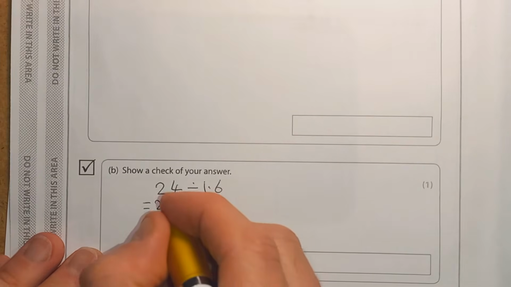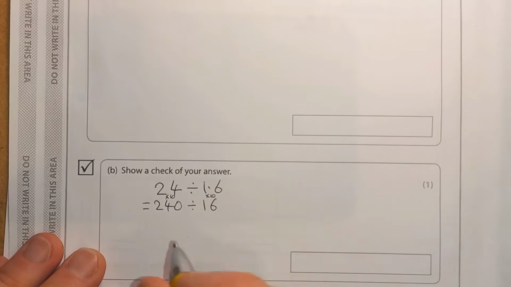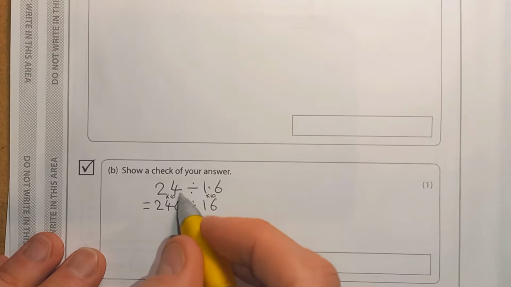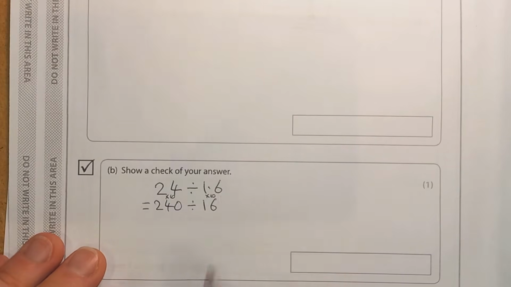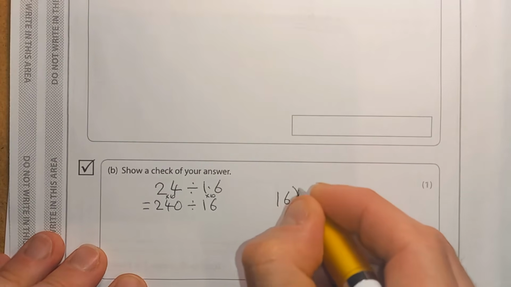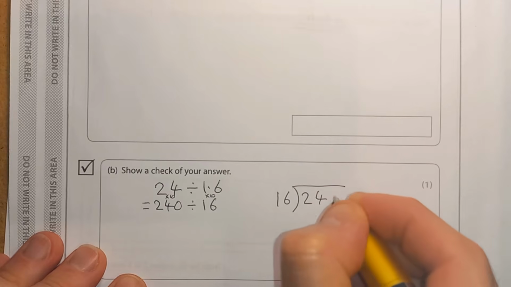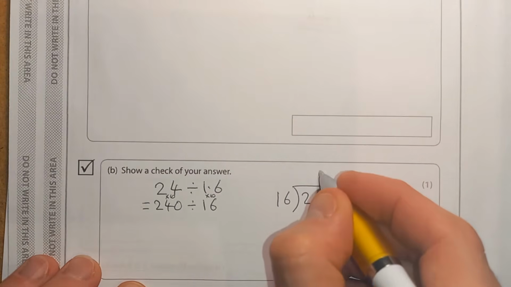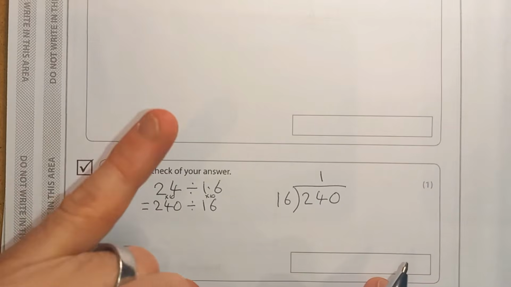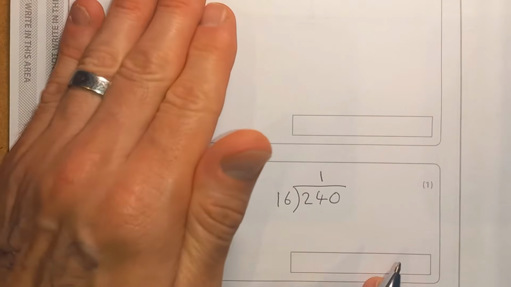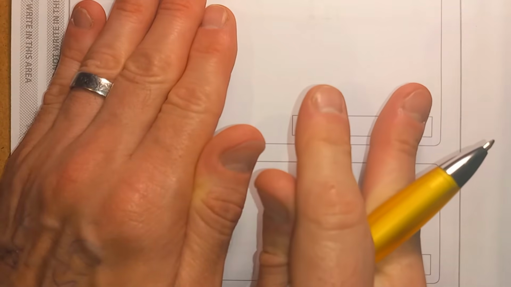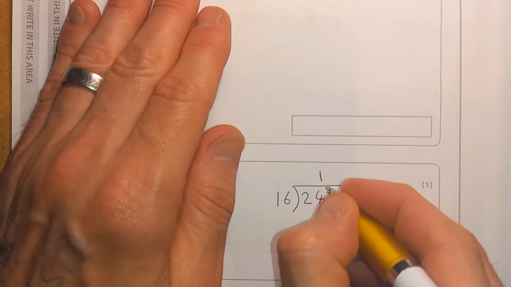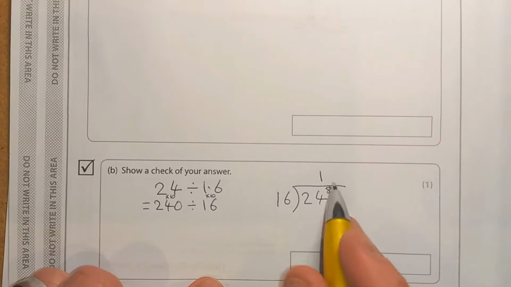Okay, so we've multiplied this by 10 and this by 10. Or in other words, we've moved the decimal point one place or added a 0 here and moved the decimal point one place there. Now, that means when we do our division, 16 into 240, well, 16 doesn't go into 2. 16 into 24, well, it goes once, and how many left over? 17, 18, 19, 20, 21, 22, 23, 24. So that's remainder 8.